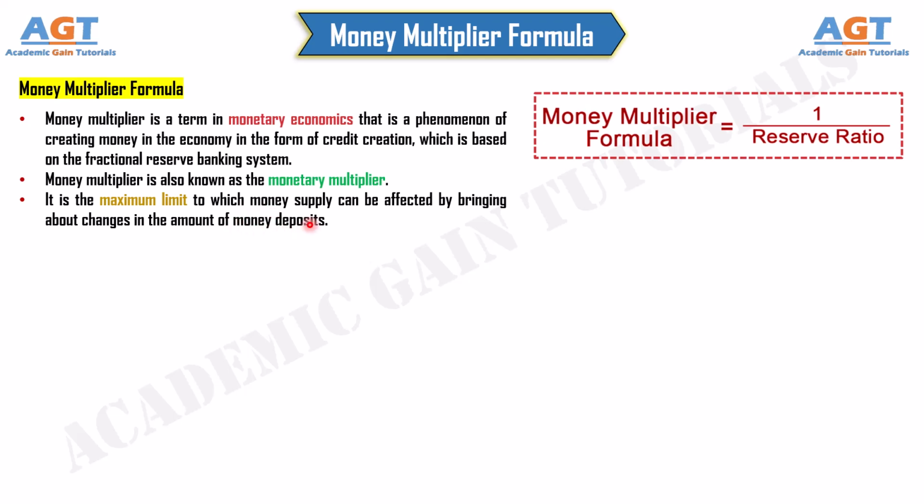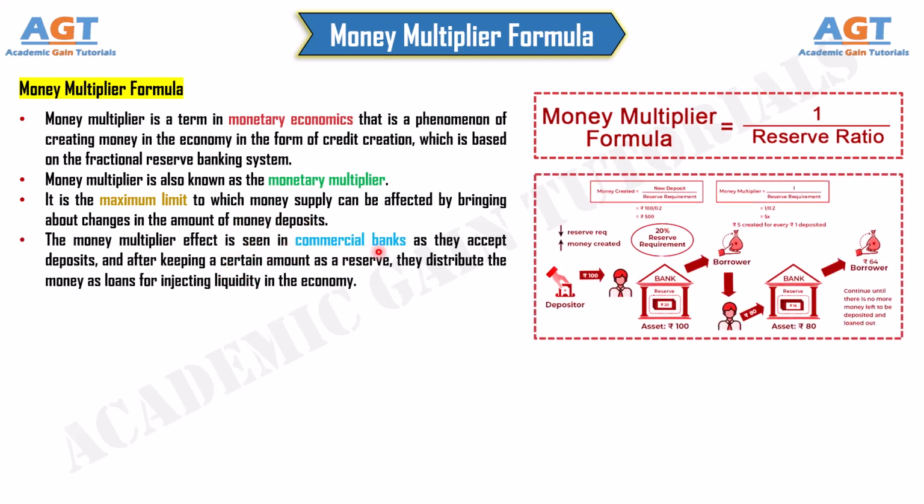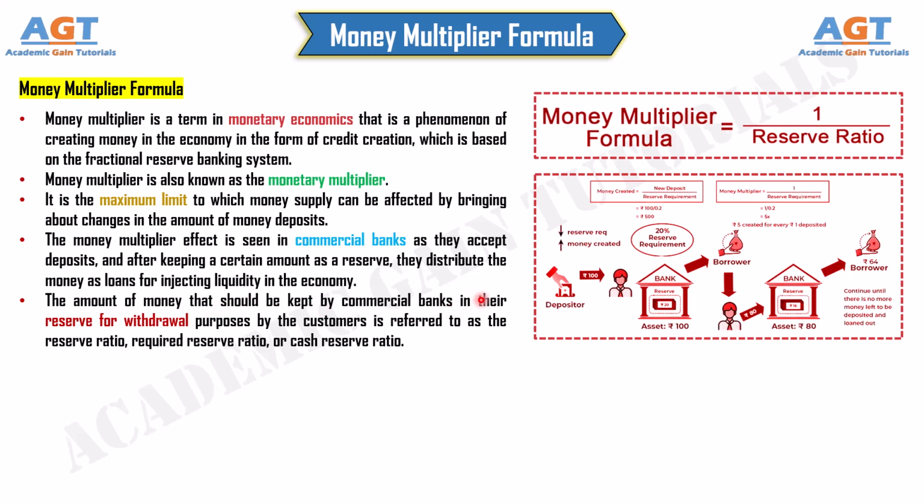money deposits. The money multiplier effect is seen in commercial banks as they accept deposits, and after keeping a certain amount as a reserve, they distribute the money as loans for injecting liquidity in the economy. The amount of money that should be kept by commercial banks in their reserve for withdrawal purposes by the customers is referred to as the reserve ratio, required reserve ratio, or cash reserve ratio.